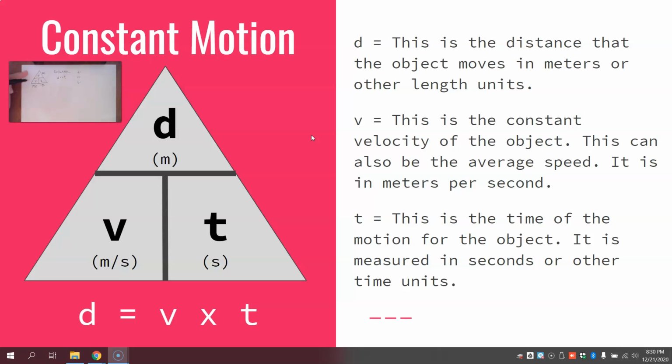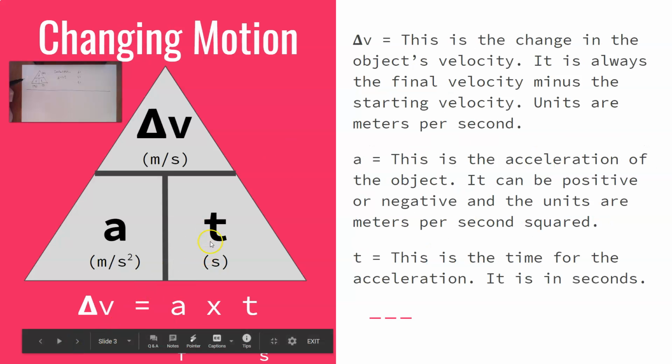And remember that when we're using these formulas, we want the length unit to match. So this is where we want to make sure that this is in meters, this is in meters, this is in seconds, this is in seconds. After you've got your notes done for that, put a dark line there, and then let's go ahead and advance to the next slide, and you can see that this one is on changing motion.